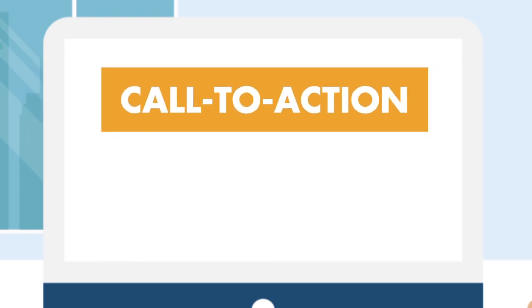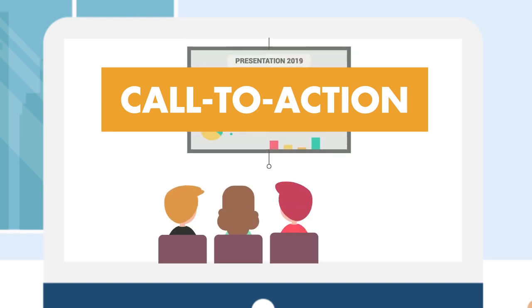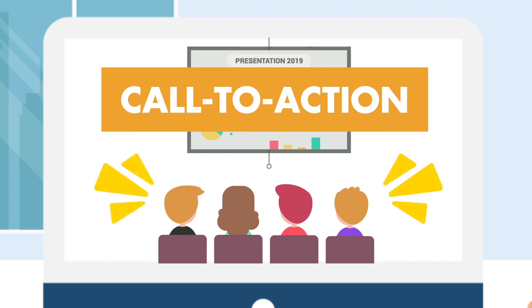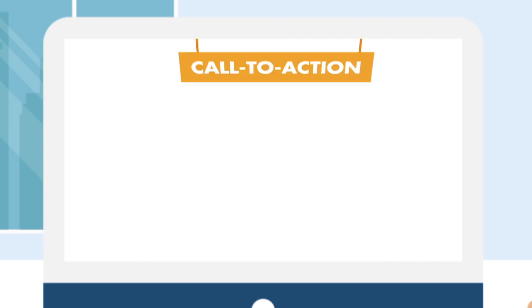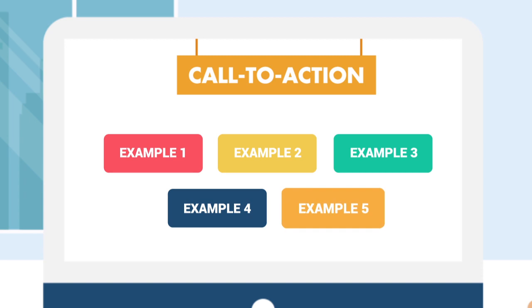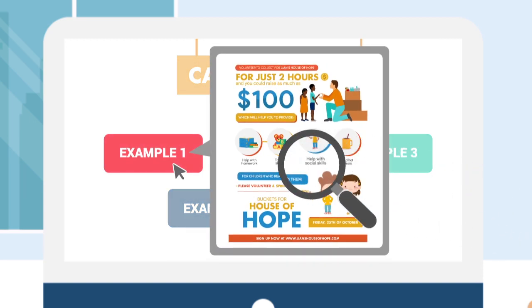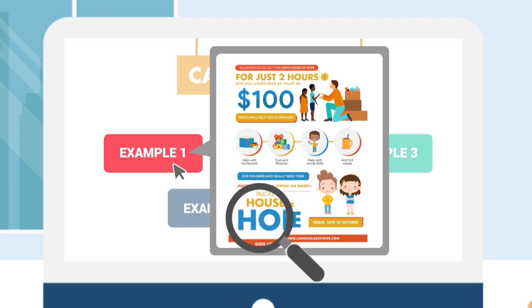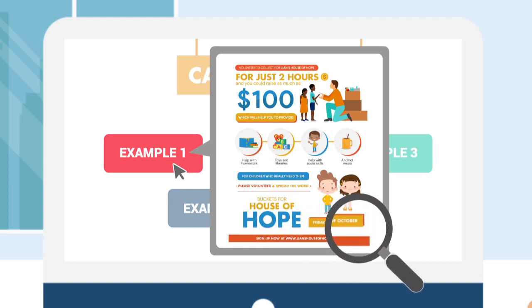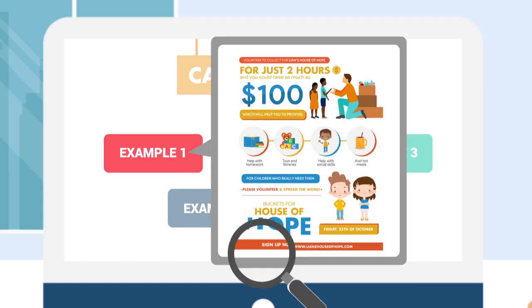The call to action is a statement of direct action that the person viewing your infographic can take to interact with you, your nonprofit, or your brand. Examples of call to action in infographics. Example number 1. If you're a nonprofit, a call to action can be something like, donate to our cause today by visiting our website or calling us at these numbers.